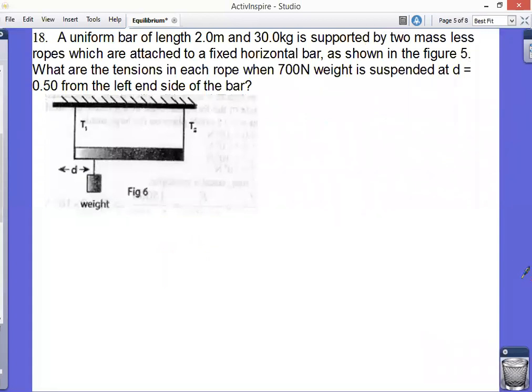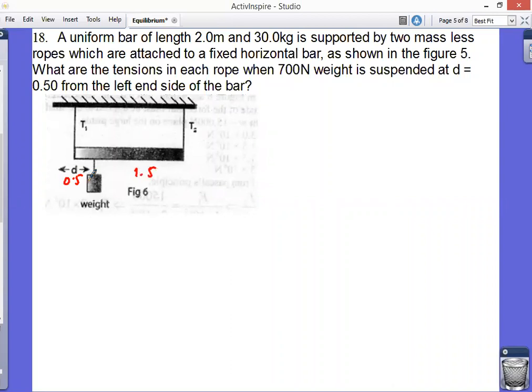It's asking: a uniform bar of length 2 meters and 30 kilograms is supported by two light ropes which are attached to a fixed horizontal bar as shown in the figure. What are the tensions in each rope when a 700 Newton weight is suspended at a distance of 0.5 meters from the left side of the bar? So if here is 0.5, that means you have 1.5 meters from T1 to the weight, okay?